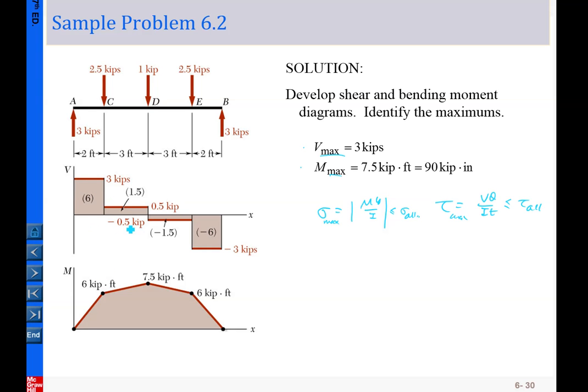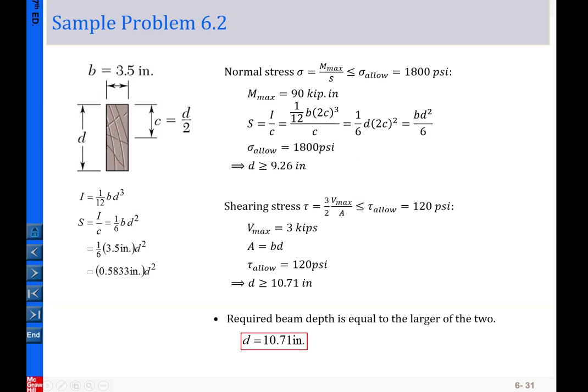And again, this is the typical exercise from chapter 5. So we just leave the detail to you to figure out. Okay, so from here, you can easily see the maximum shear force has a magnitude of 3,000 pounds, and the maximum bending moment is 7.5, this value here, 90,000 pound-inches. Okay, so we keep these and move on.